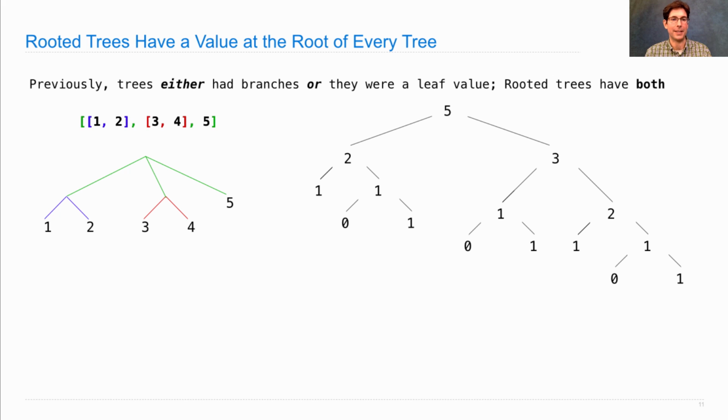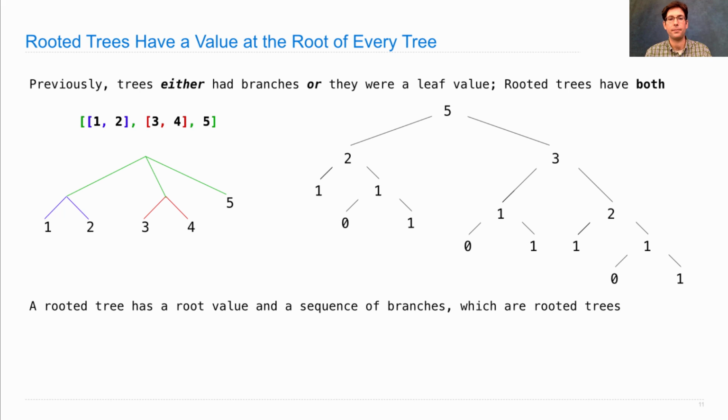So a rooted tree would look like this. This is a regular tree with just values at the leaves. This is a rooted tree with a value at the root. And since there's a value at the root, and this branch is a tree, this is also a rooted tree with a value at its root. And this one has a value at its root. And so you get values everywhere. A rooted tree has a value root.